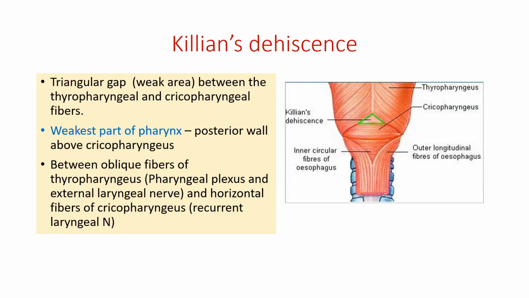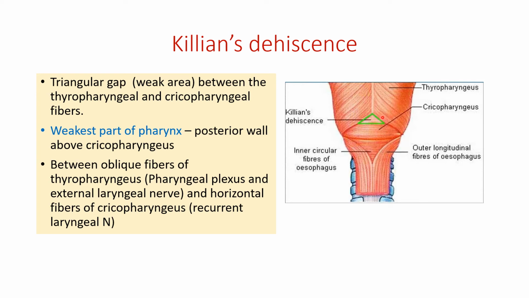Coming to the inferior constrictor of the pharynx, there is a triangular gap between the thyropharyngeal part and the cricopharyngeal part, and this triangular gap is a weak area. It is the weakest part of the pharynx, and this is known as the Killian's dehiscence.